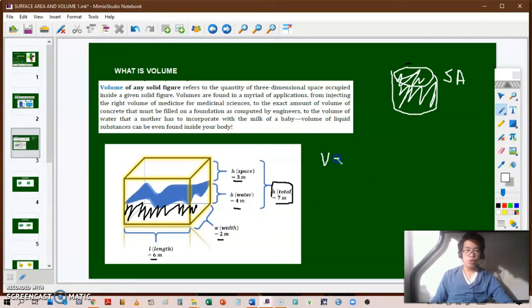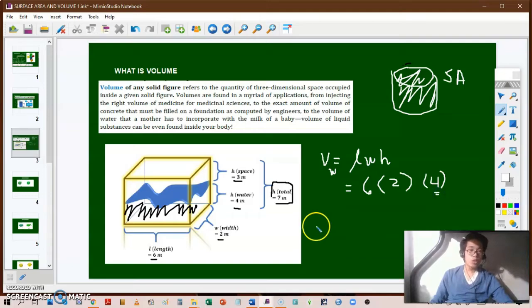We want to know the volume of the water inside. For the volume of the water, we simply multiply the length, the width, and the height. But what height are we going to use? We're going to use the height of the water, because that's the one we need to find. The length is 6 meters, times the width, which is 2 meters, times the height, which is 4 meters. Again, we're multiplying for the water.